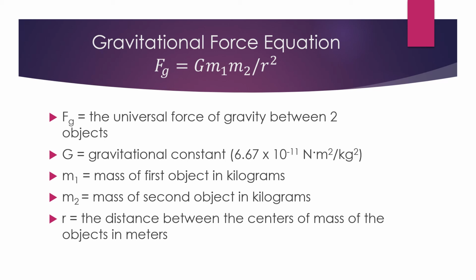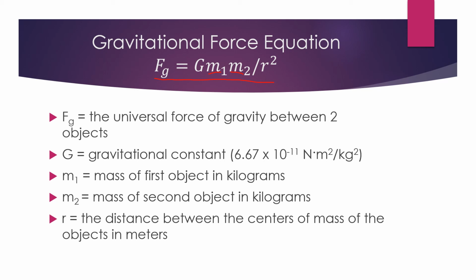Now let's look at the equation and how we're going to use this to do some calculations. So F sub G is the gravitational force. That's what the G stands for. It's between two objects, so that's why we have an M sub 1 and an M sub 2. So mass of object 1, mass of object 2. So there's always going to be two masses in these word problems.